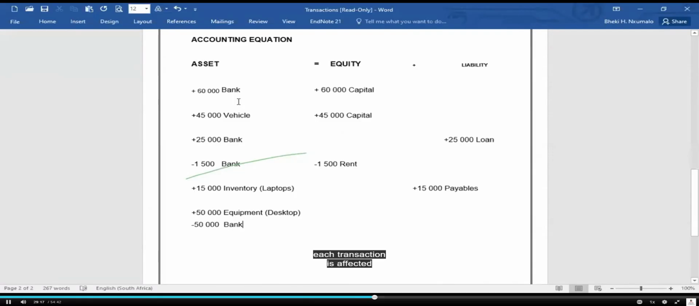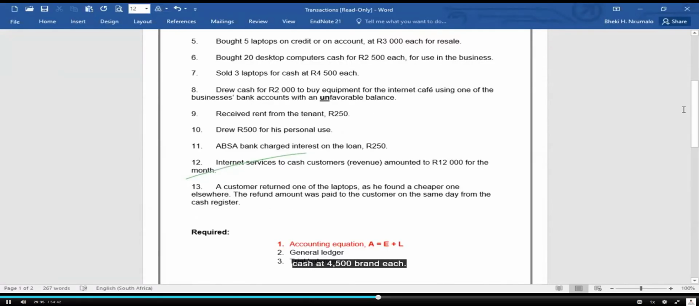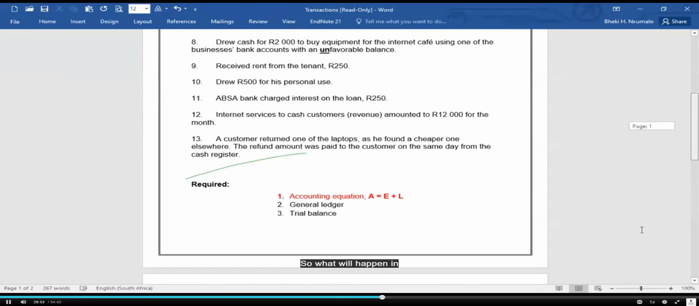Then let's move to transaction number 7. He sold 3 laptops for cash at 4,500 rand each. So I'll take my 4.5 by 3. It gives me 13,500. We receive cash. If we are selling, we are using cash or credit, but in this case, he used cash. He sold 3 laptops for cash. So what will happen in the bank account of a business? There'll be plus 13,500. The bank account will increase by cash amount.